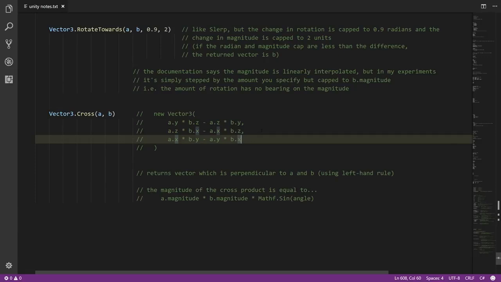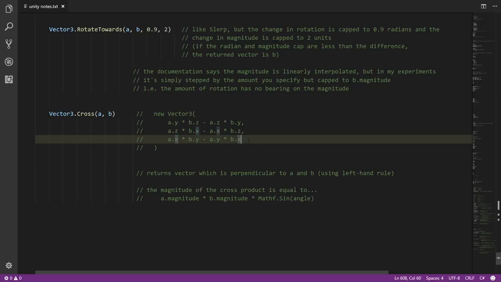And the question is, well, which way does it go? Given 2 vectors, the third vector that's perpendicular to them goes in one of 2 directions. And so which way does it face? Well, the way this is computed effectively gives us the cross product according to the left-handed rule.